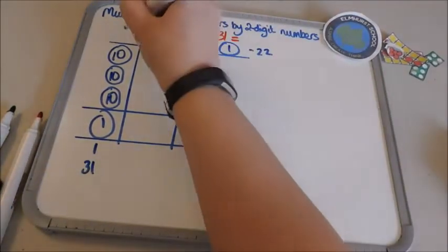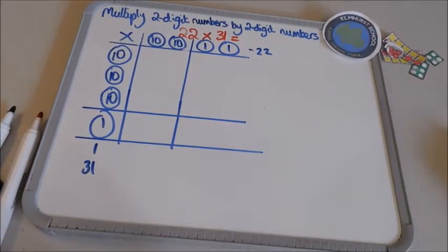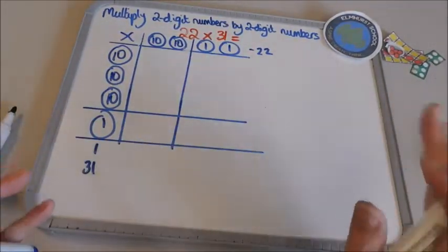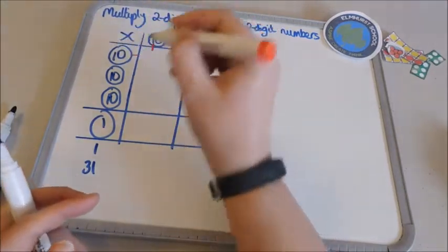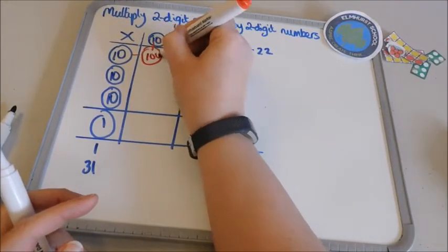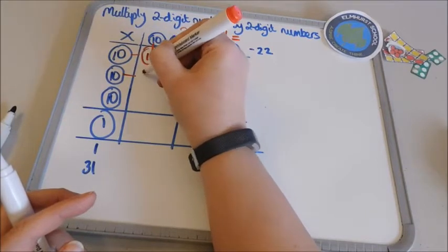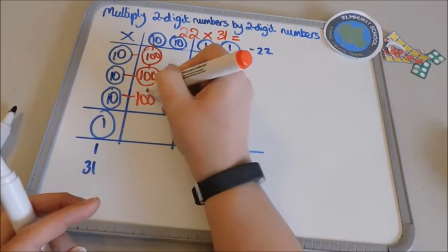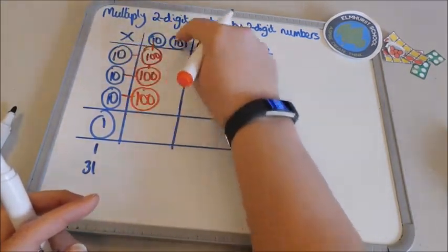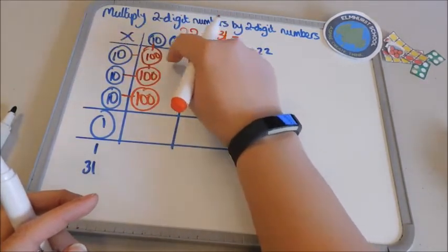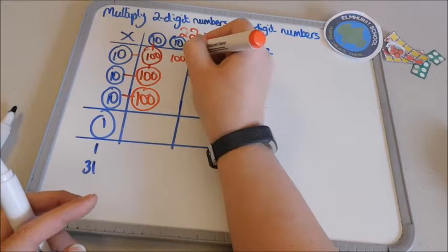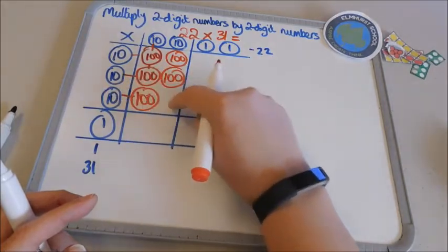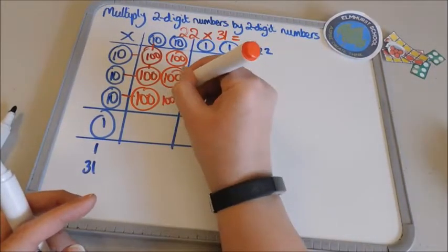I'm multiplying these. So if I think about it, I'm doing multiplication. 10 times 10 would give me 100. I'm actually using it like a times table grid. So 10 times 10, again, is 100. 10 times 10 is 100.